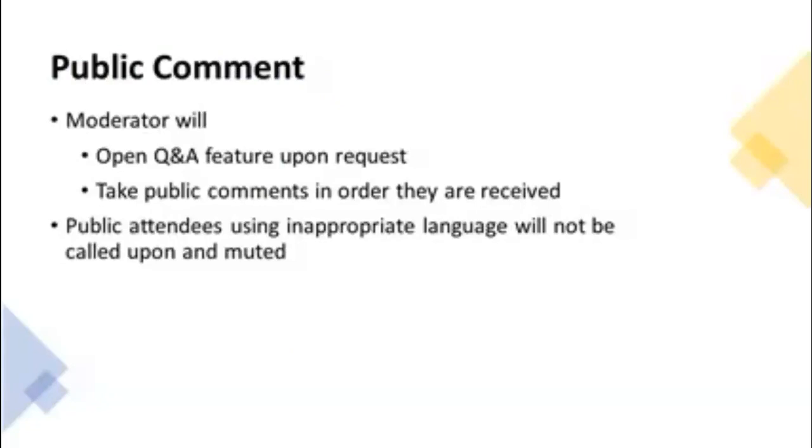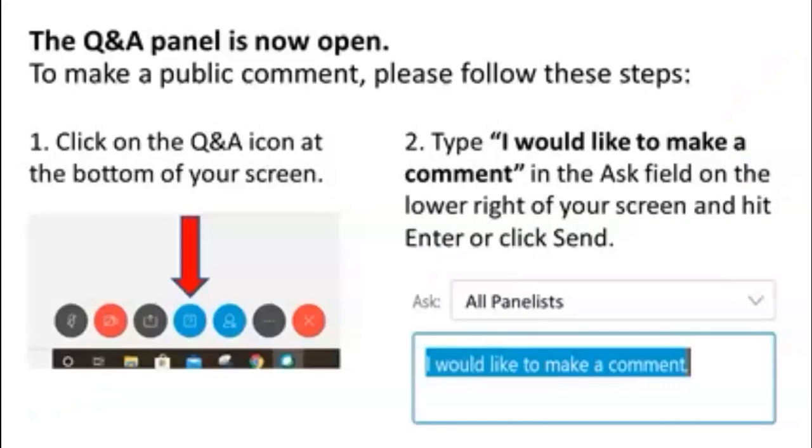At the direction of the Bureau, I will turn on the Q&A feature and give verbal instructions to the members of the public. So we will be displaying a screen with instructions, and we will ask members of the public if they're interested in submitting a request for public comment to simply type in, "I would like to make a public comment" in the question box. And this can be located by clicking on the icon with a question mark located at the bottom center of your WebEx screen. Again, the screen right now is indicating where you can find that icon.